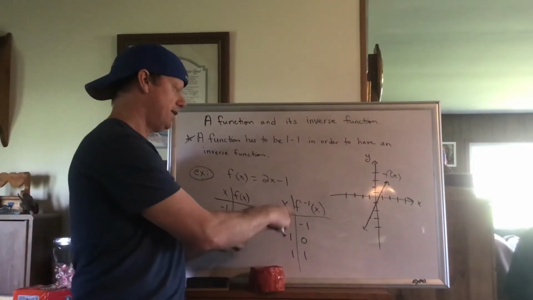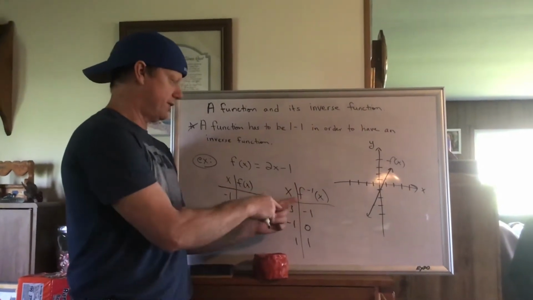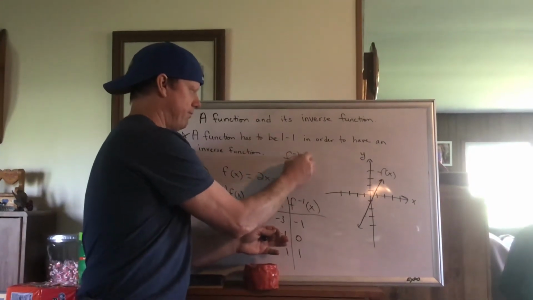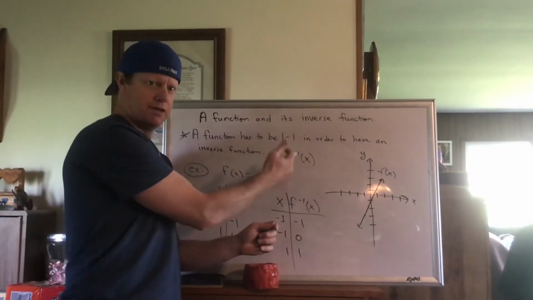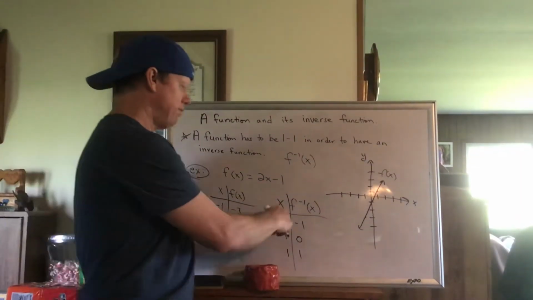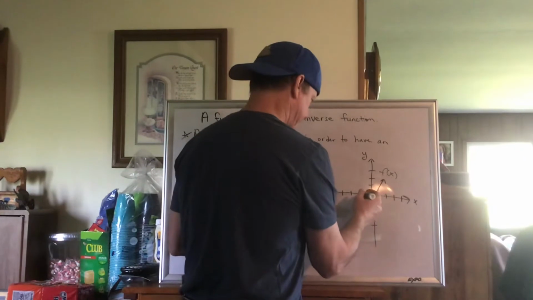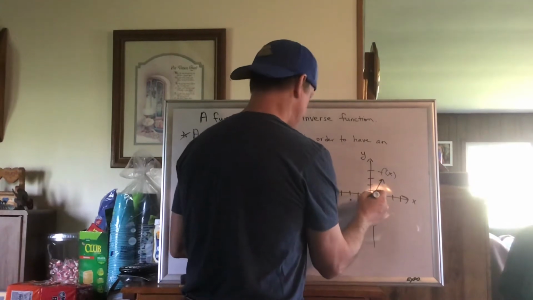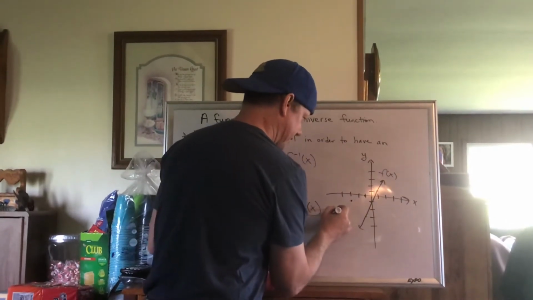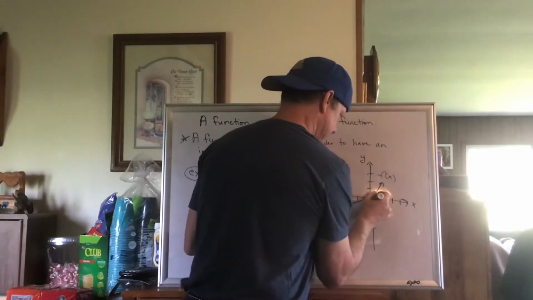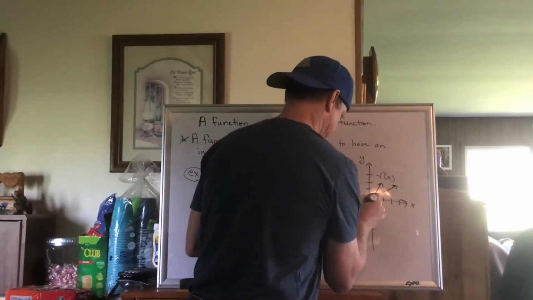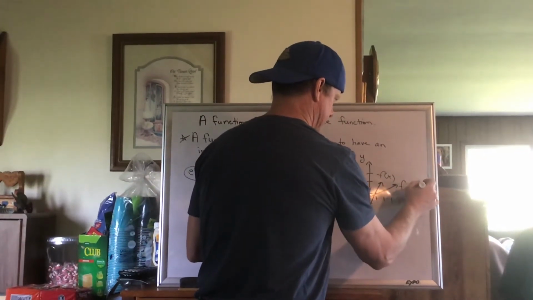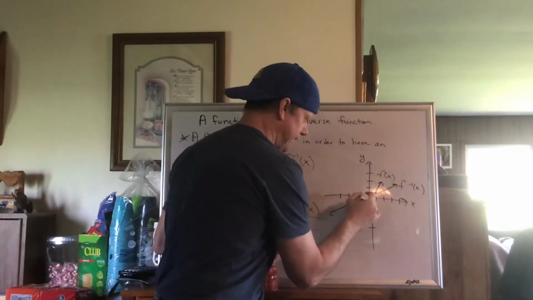So if I were to graph out the inverse function, and notice if my function is f(x), the inverse function is labeled f^-1(x). So anytime you see that notation, that is the inverse function. If I plot these points, (-3, -1), (-1, 0), and (1, 1), my inverse function looks like this. And I didn't draw that very well.